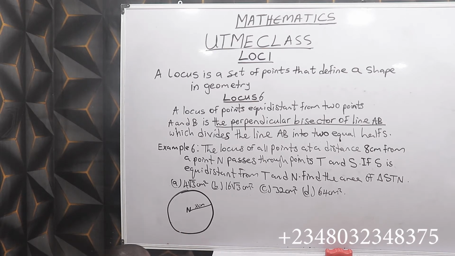Passing through points T and S. Let's say we have T here. We have S here. It passes through points T and S. The locus we are talking about there is the circle, and that circle passes through T, passes through S. Let's read on. If S is equidistant from T and N. This is TN. TN is a radius as well, 8 centimeters, as you can see.